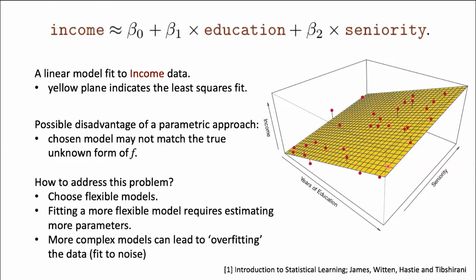So the idea is you choose a more flexible model, and there are a few ways you can go about doing that. For a parametric approach, what's one way you think you can make a model more flexible? In this case, you have beta 1 times education, beta 2 times seniority. You have your bias or your intercept term. What could you do to make this model more flexible? This one here in particular.